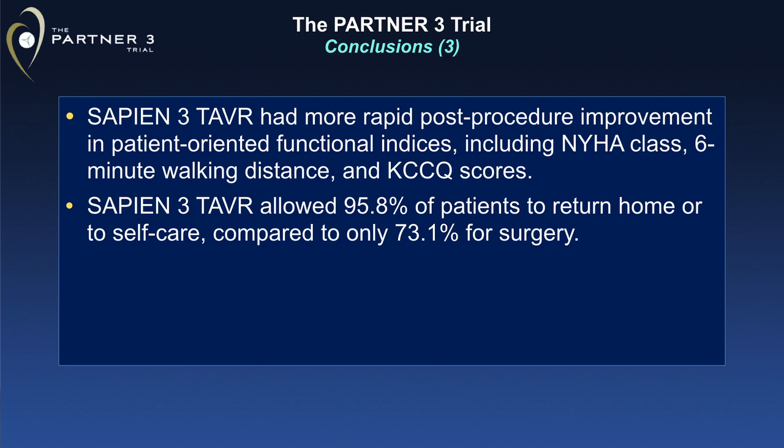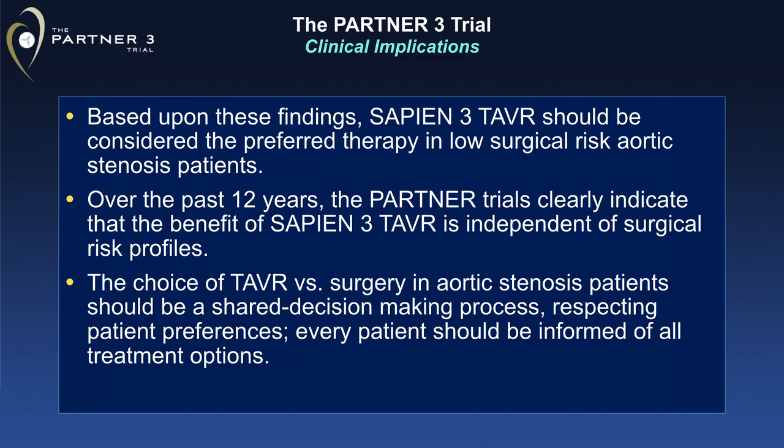So based upon these findings, the researchers concluded that TAVR should be considered the preferred therapy in low surgical risk aortic stenosis patients, that over the past 12 years, the PARTNER trials have clearly indicated the benefit of the TAVR approach, independent of surgical profiles, and that the choice of TAVR versus surgery should be made with a shared decision-making process involving patients, doctors, respecting patient preferences, ideally using a heart team approach.